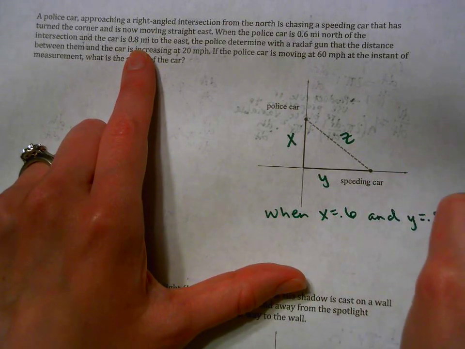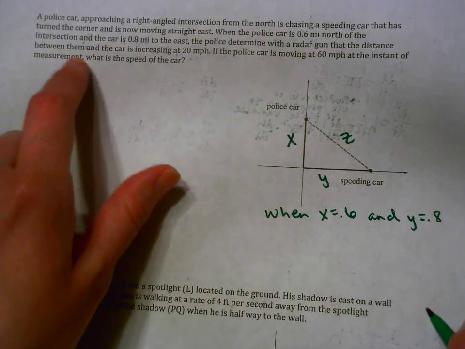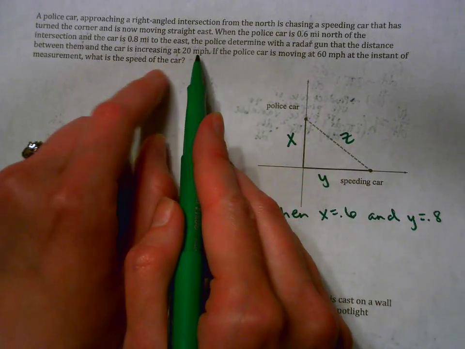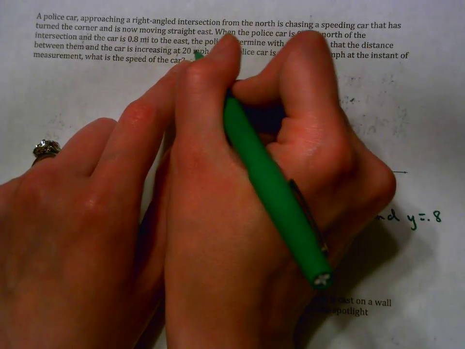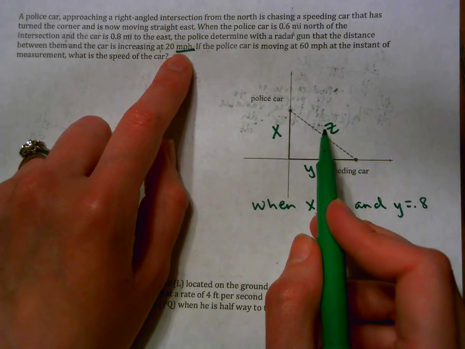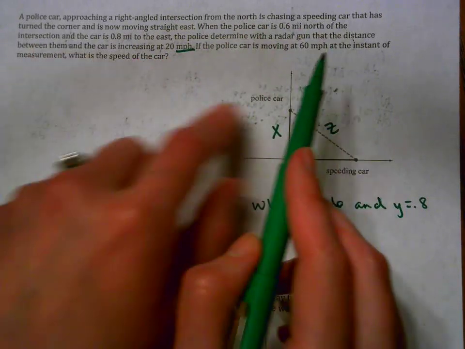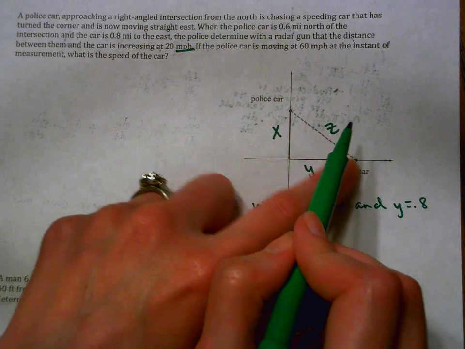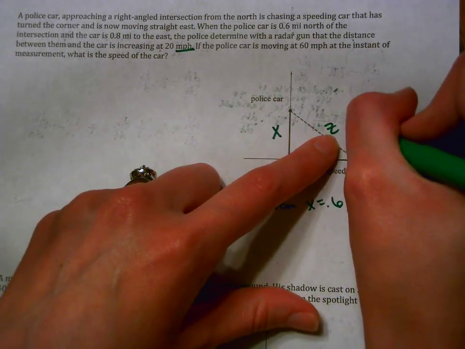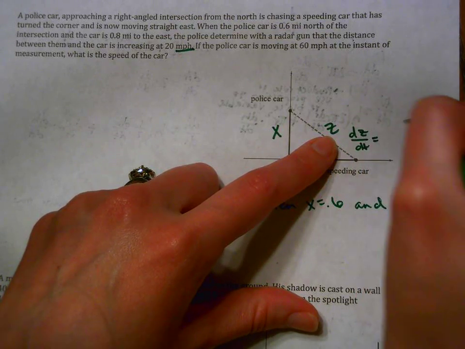Y equals 0.8. The police determine with a radar gun that the distance between them and the car is increasing at 20 miles per hour. So that's a rate, so we know that's a d number. What is that, the rate of X, Y, or Z? Well, it's the distance between the police and the car. So that is this hypotenuse, this Z. So we could go ahead and label dz/dt equals 20.